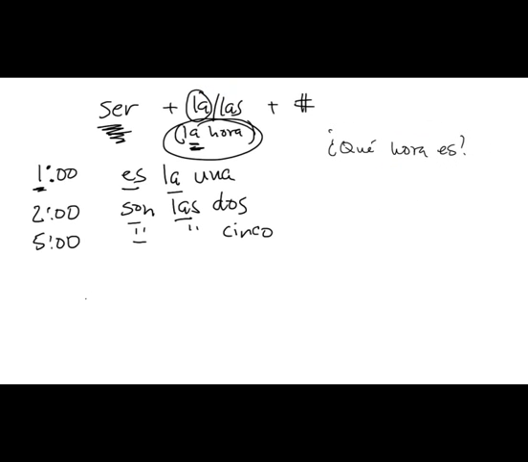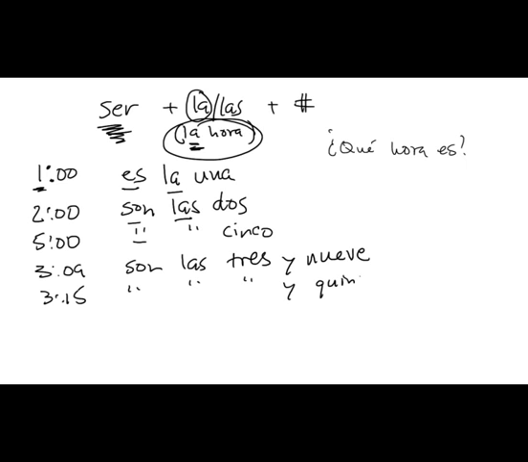Now, of course, sometimes it's not right on the hour. So let's say it were 3:09. Then you would say son, more than 1 hour. Las, again, you're talking about hours. Son las tres y nueve, literally 3 and 9. 3 and 9 minutes. It is 3:09. If you had 3:15, son las tres y quince, you can say either quince for 15 or cuarto, which means 1/4, 3 and a quarter. Okay, 3:15.